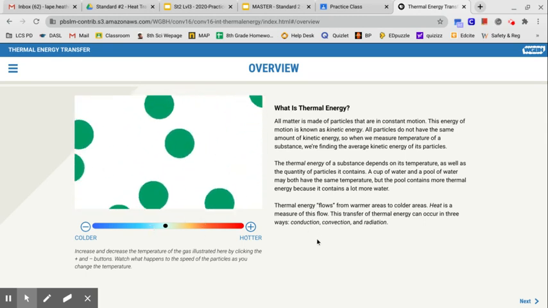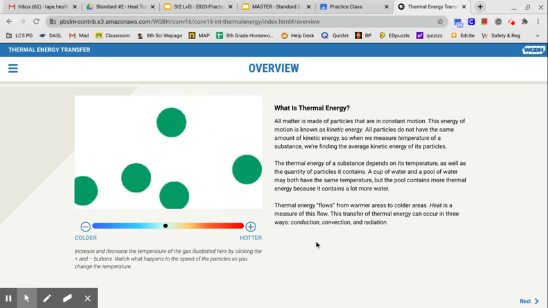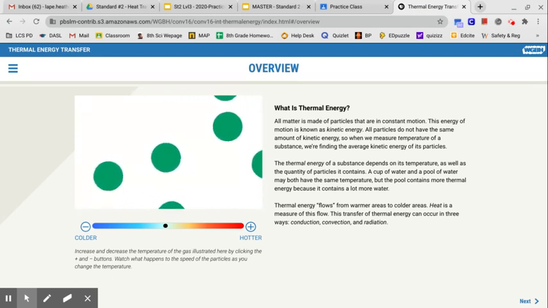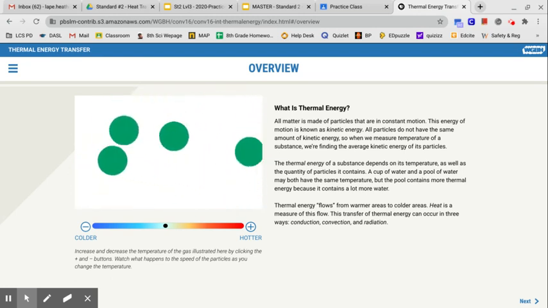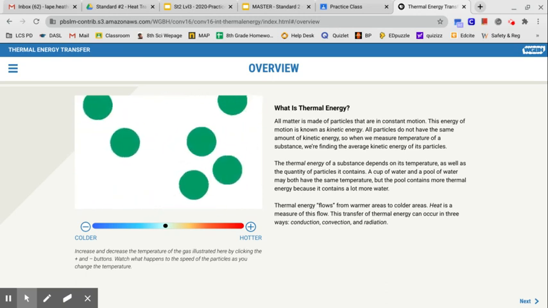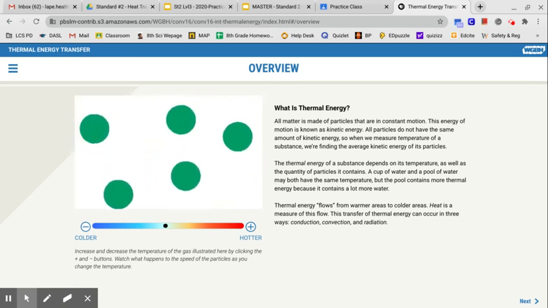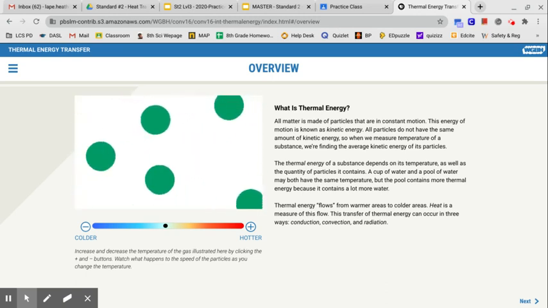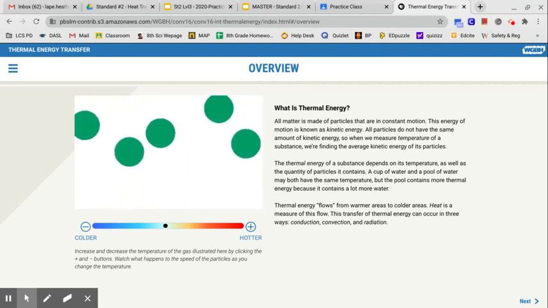And the thermal energy of a substance depends on its temperature, as well as the quantity of particles it contains. A cup of water and a pool of water may both have the same temperature, but the pool contains more thermal energy because it contains a lot more water.